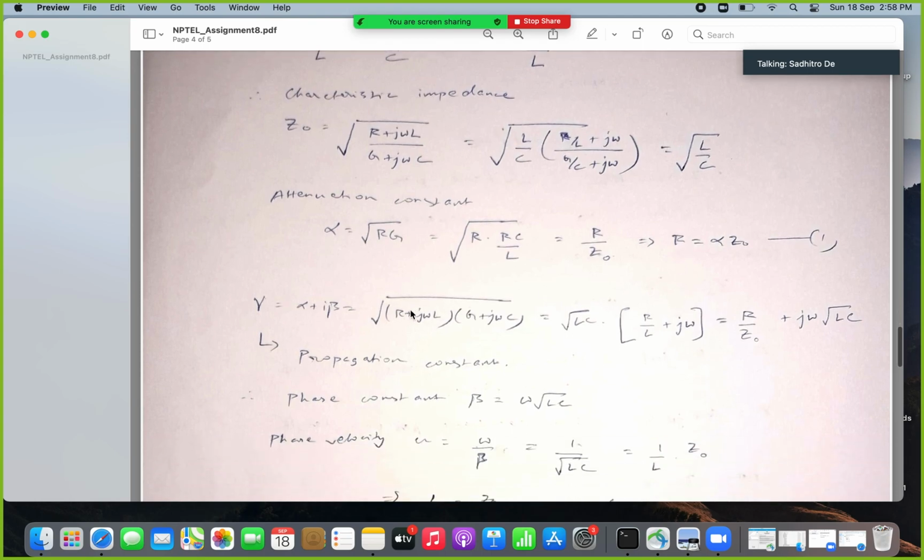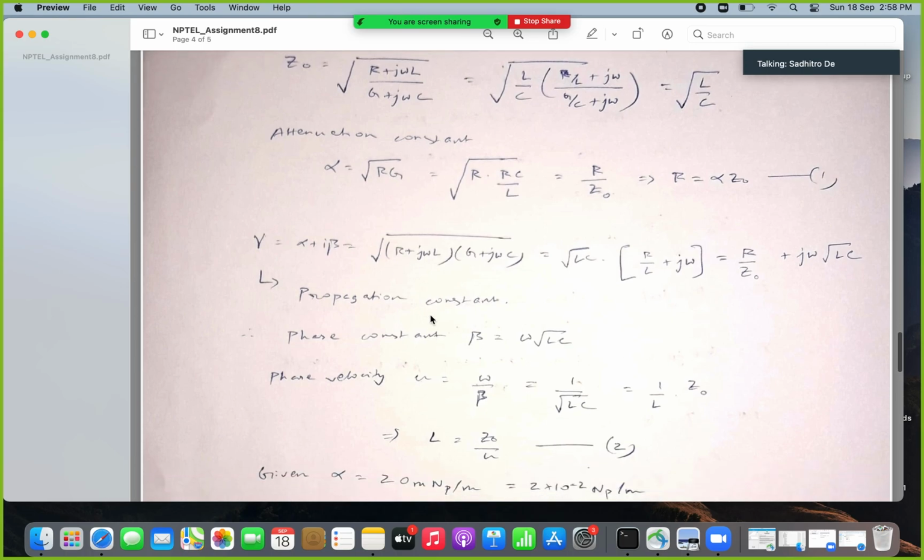So similarly, in order to find out the inductance, we use this formula for the propagation constant. For this distortionless transmission line, you will find that the propagation constant is equal to this. That is R by Z0 plus j omega root over LC. So here also the phase constant is again omega into root over LC, right?